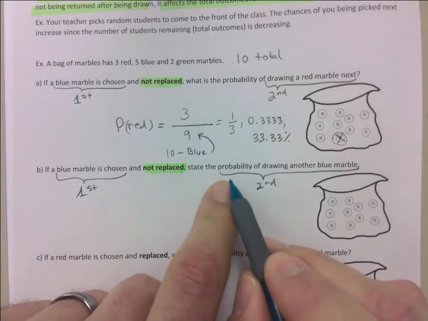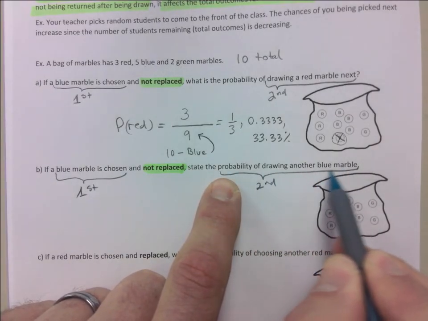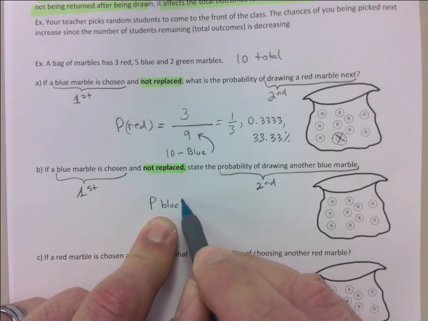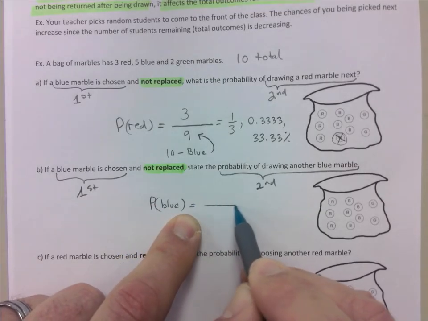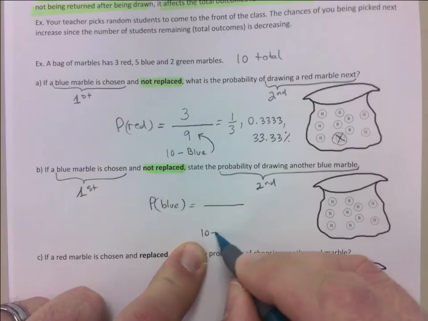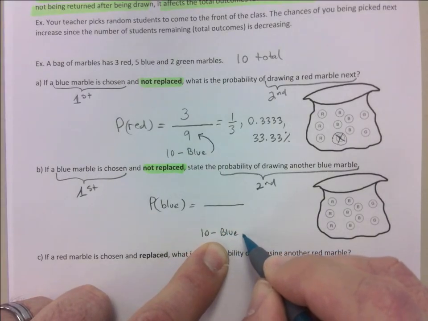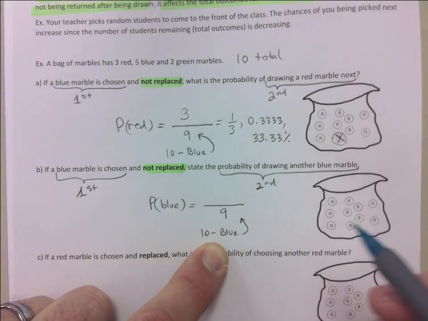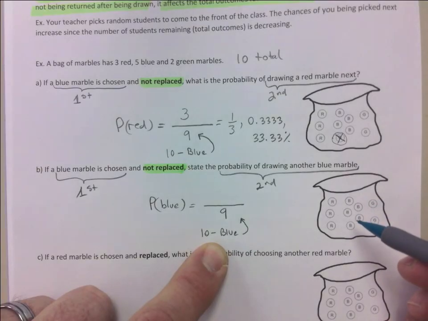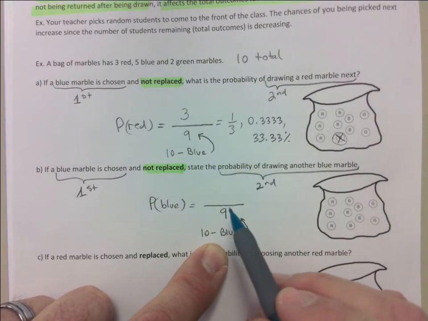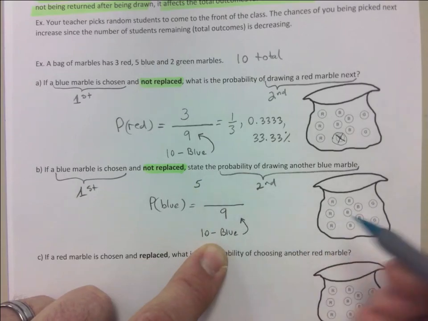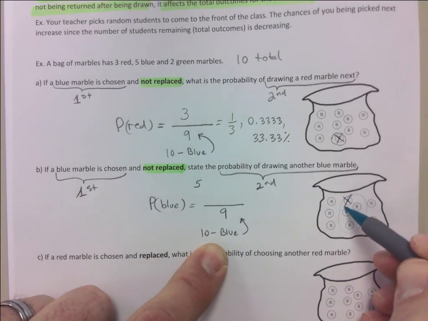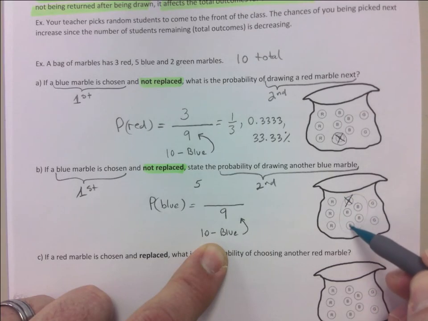But notice it's only asking me for the probability of that second event happening. So I've got to go probability of blue. I'm going to go 10 minus the blue one, I'm down to 9. I hope that everybody would agree with that. How many blue ones did I have to begin with? I used to have 5, right? At the very beginning I had 5 blue ones, but one of them has been removed. So I'm down to 4.